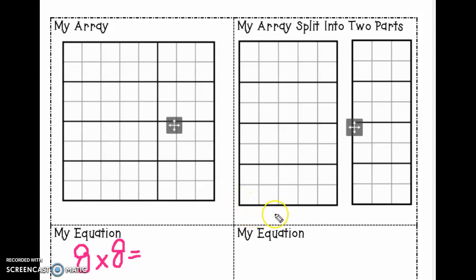It's still 8 squares tall. So I'm going to write 8 over here. But it is now 1, 2, 3, 4, 5 wide on the first one. So I'm going to write out 8 times 5. And remember, I use these parentheses to show that this is the first shape. And then we have another shape. This is 8 times what? 8 times 3, because this one is 3 wide. And this 5 plus 3 is the same as 8 times 8.